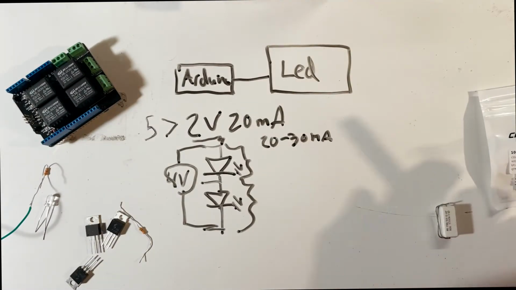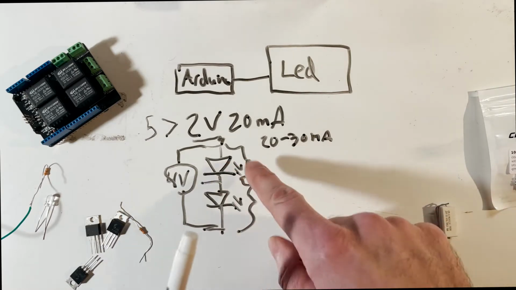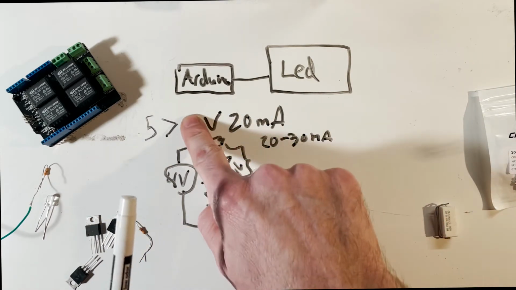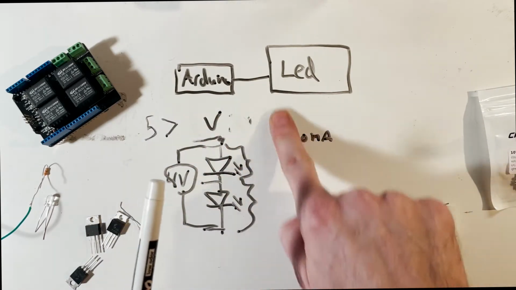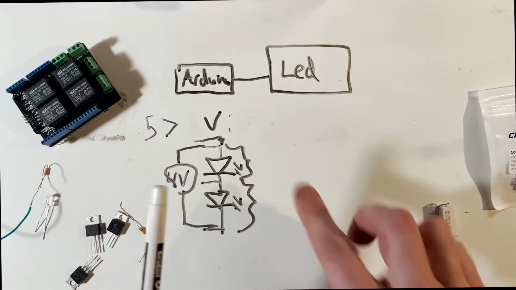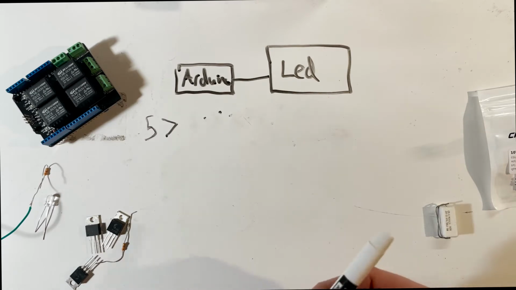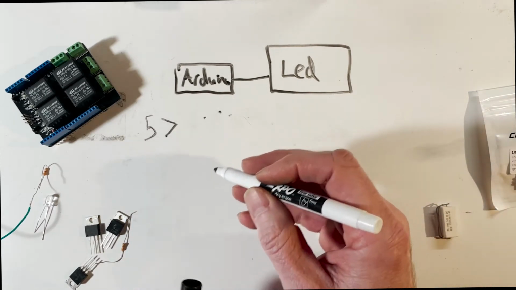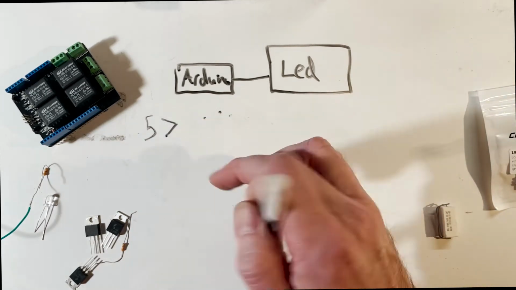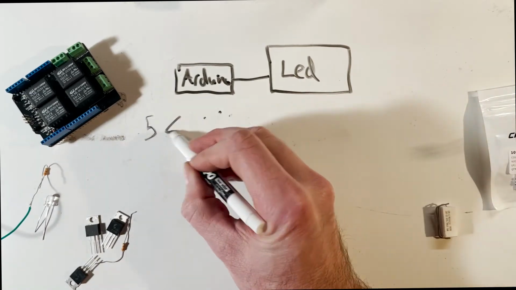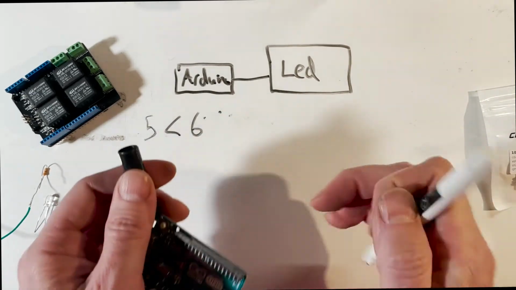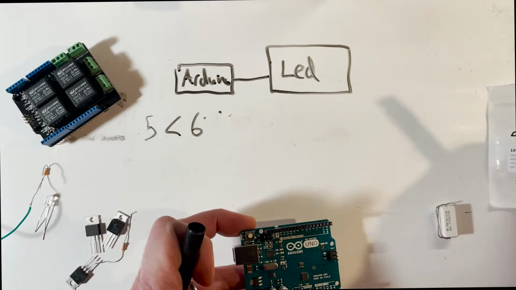So now if we go back to our circuit over here, instead of having a 2 volt requirement and a 20 milliamp requirement to drive our one LED, we need at least, let's say, 6 volts for the red LED. And so now 5 is less than 6, so the 5 volts that our Arduino can provide is just not going to be enough to turn this LED on.